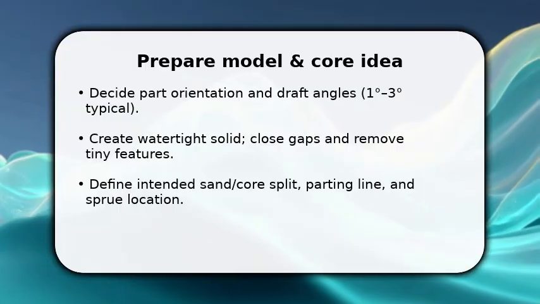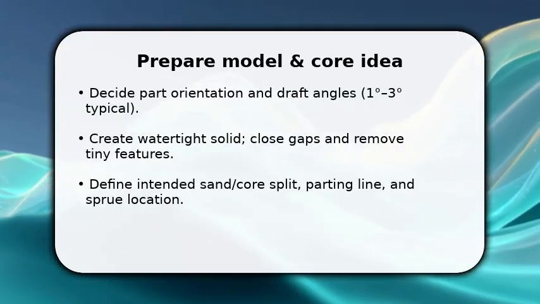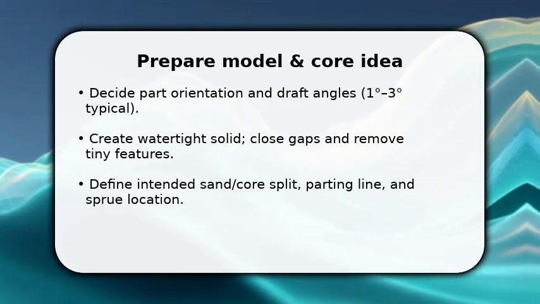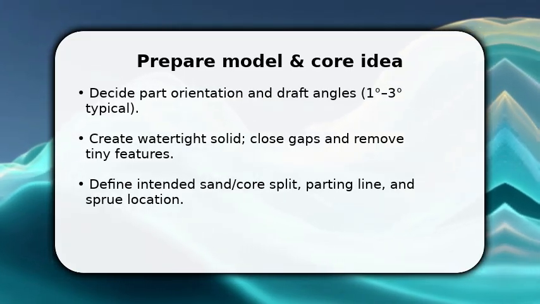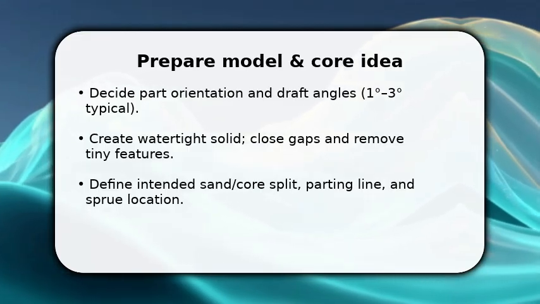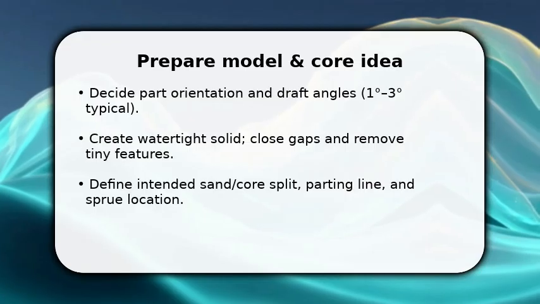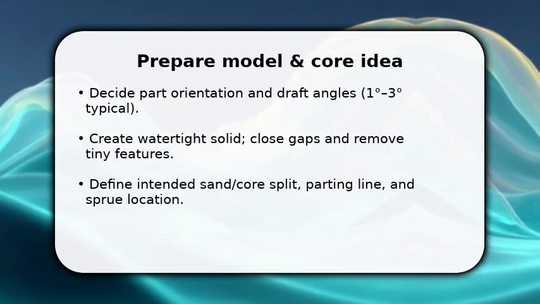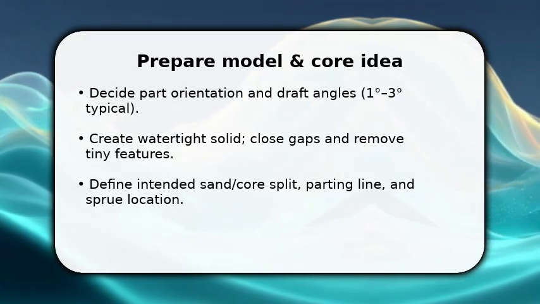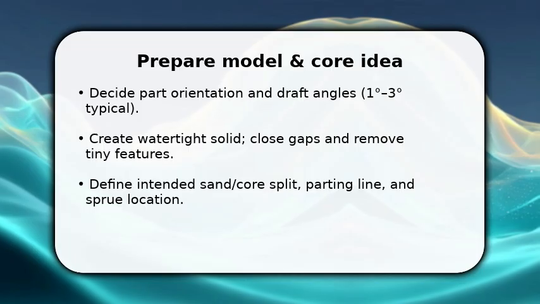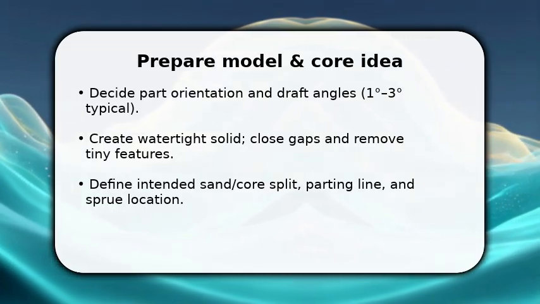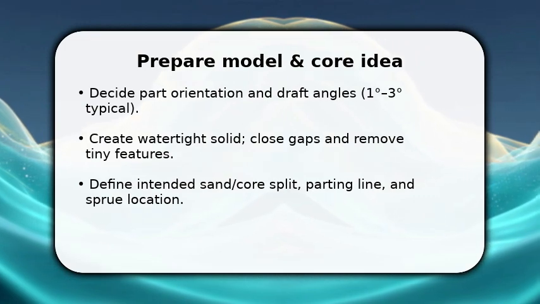You begin by locking down the core design decisions: orientation, draft, and where the part will split. Start with a watertight solid body in SolidWorks so downstream operations don't fail. Once done, add 1 to 3 degrees of draft where needed and remove fillets under a threshold to ease mold making. Make sure to sketch the parting line and mark the proposed sprue and runner location now. These early choices reduce iterations when you convert to tooling features.